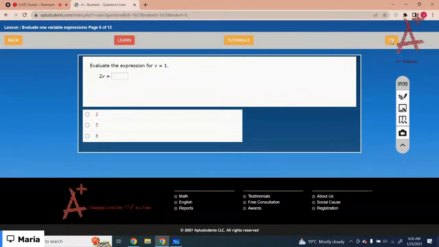Okay, evaluate the expression for v equals 1. So you have to do 2 times v. 2 times v means you have to do 2 times 1. So 2 times 1 is 2. Got it? So the correct option is 2.